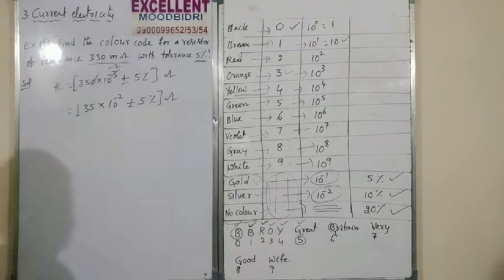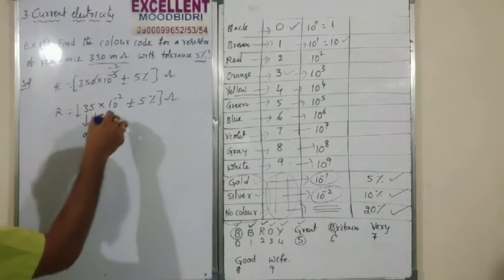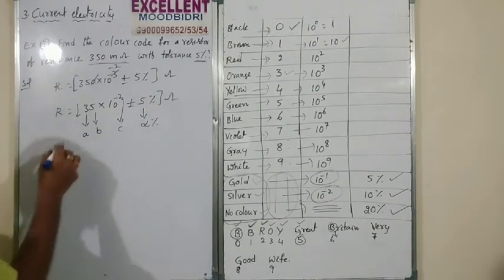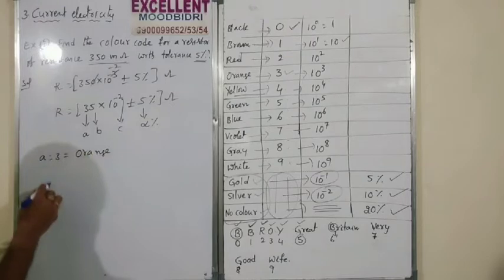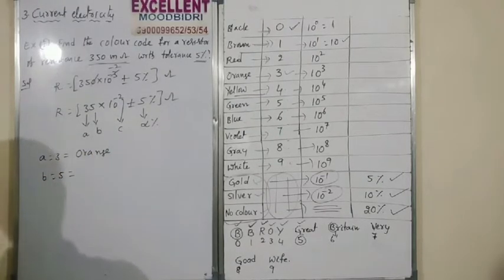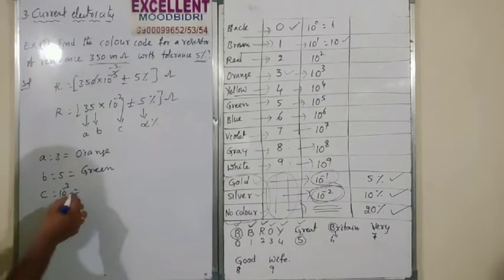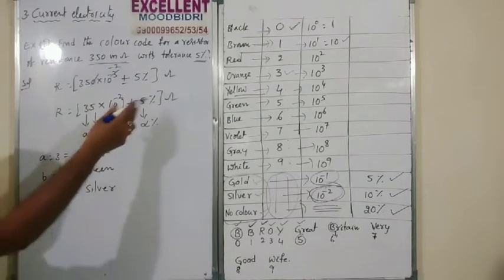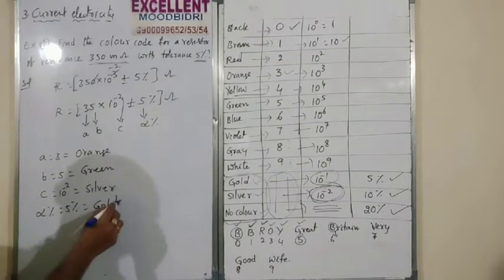Now R is equal to A, B, C and the alpha percentage. A is equal to 3, which is orange. B is equal to 5, which is green. Then 10 power minus 2 means silver, so C is silver. Then the tolerance of 5% is alpha percentage, and 5% is equal to gold. So this is the one model.